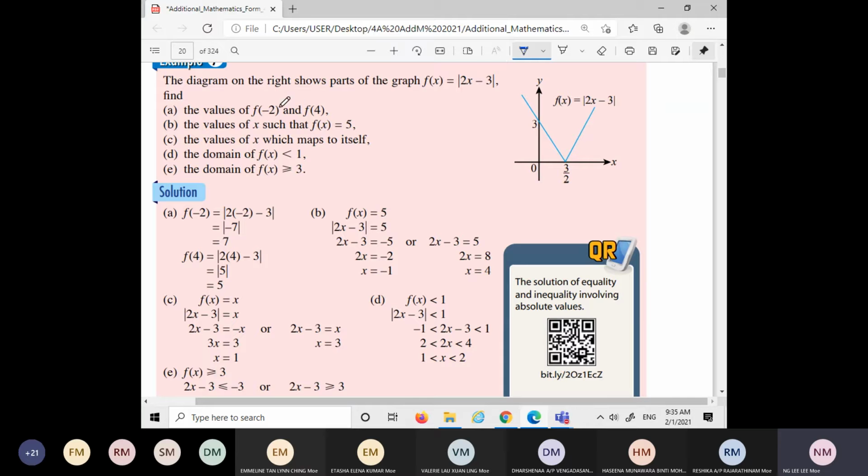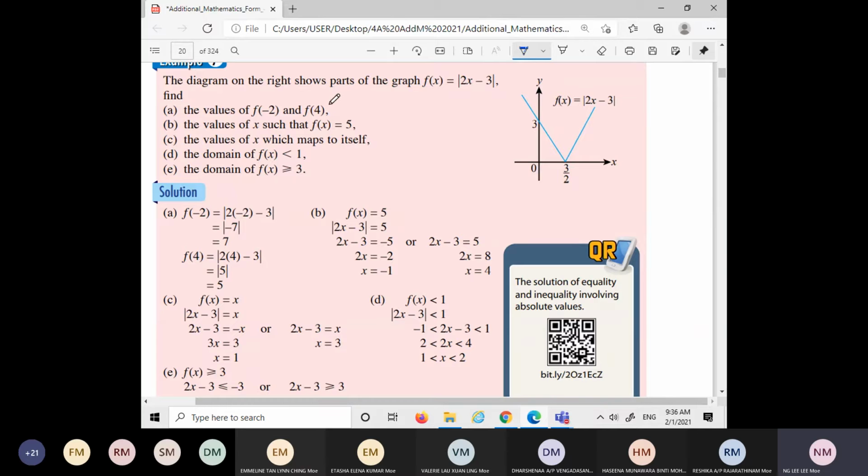Find the value of f(negative 2). This is simple, just substitute x as negative 2. So 2 times negative 2 minus 3, and then remember the modulus. When you solve, the answer is modulus of negative 7. The negative will become positive, so the answer is 7.